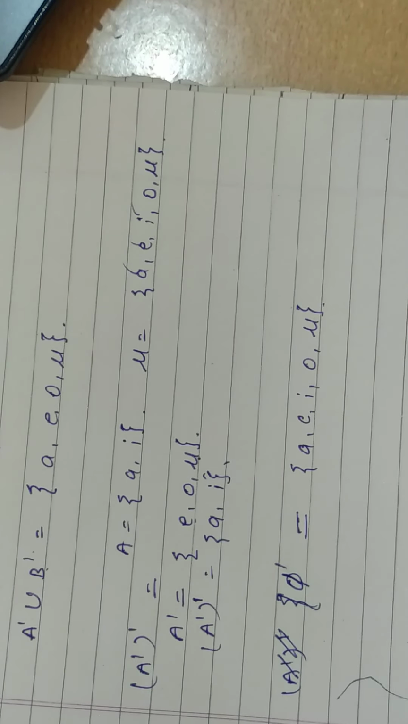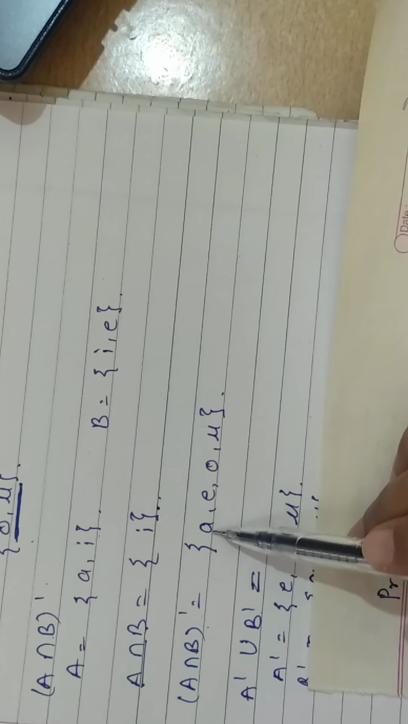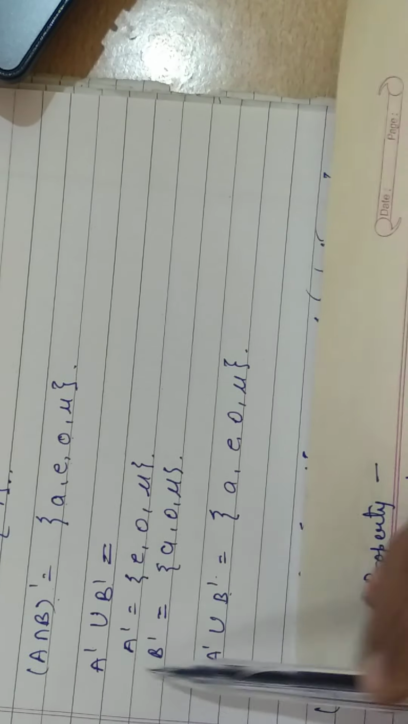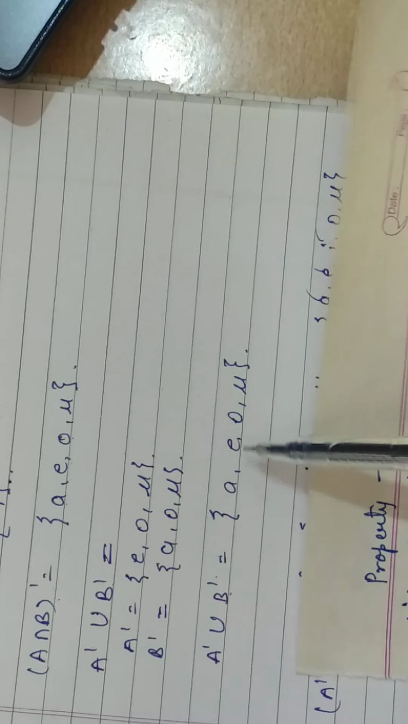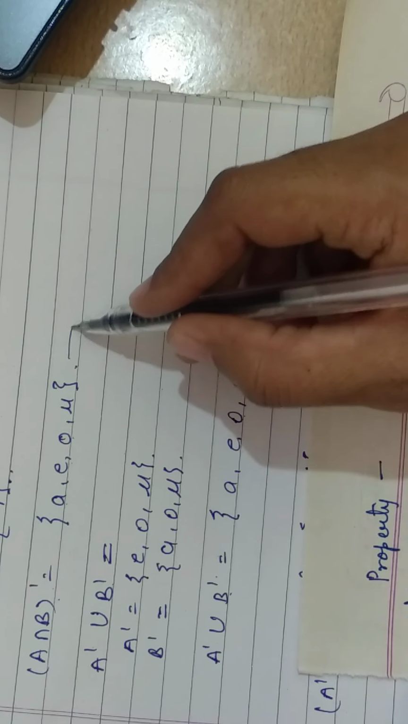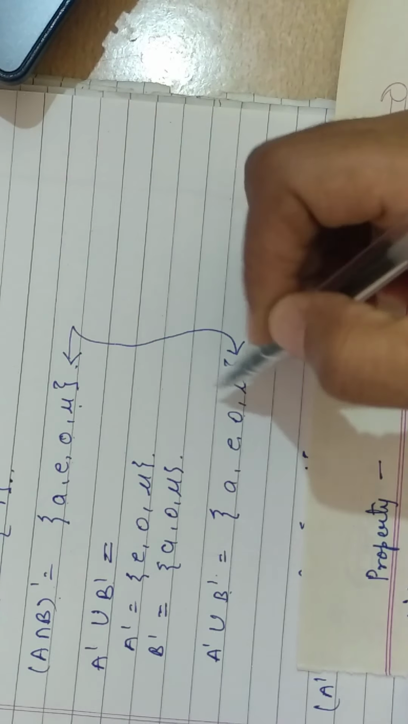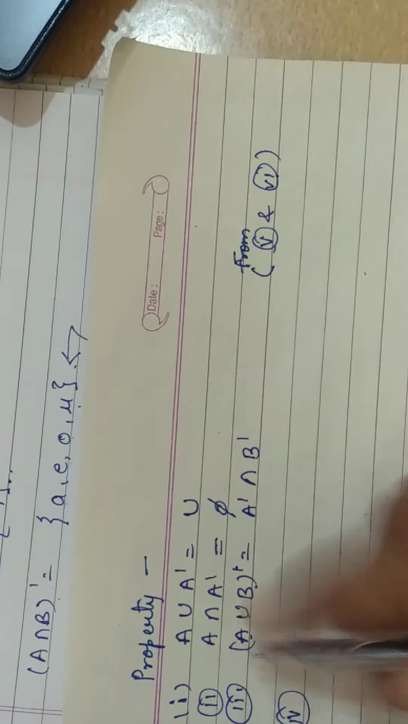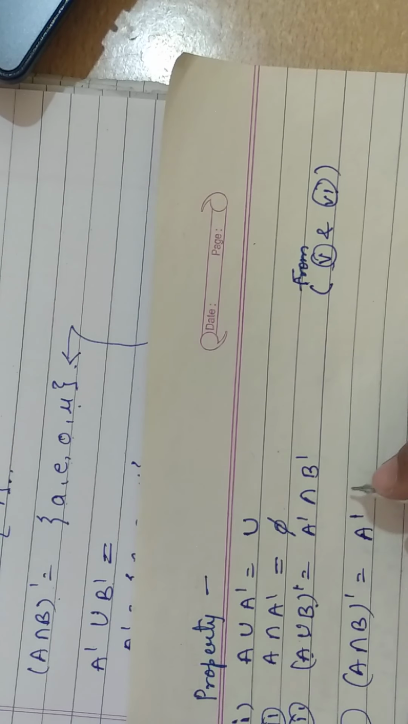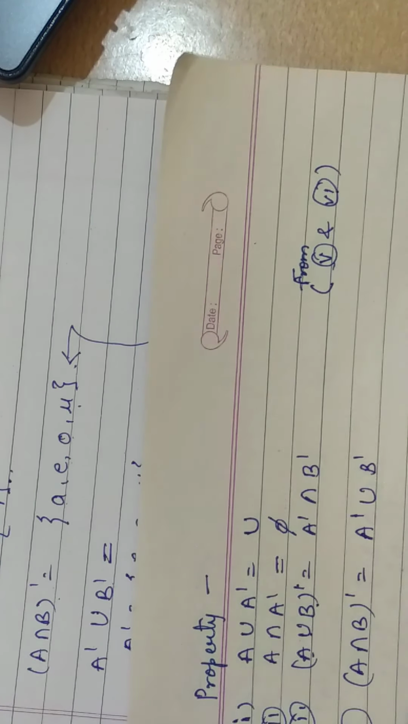Now similarly, can you say that here, see here, the complement of A intersection B, we get A, E, O, U, and here A complement union B complement, we get A, E, O, U. See here, in this seventh and eighth part, what do we get? The same elements or same set. So can we say that the complement of A intersection B is equal to A complement union B complement?